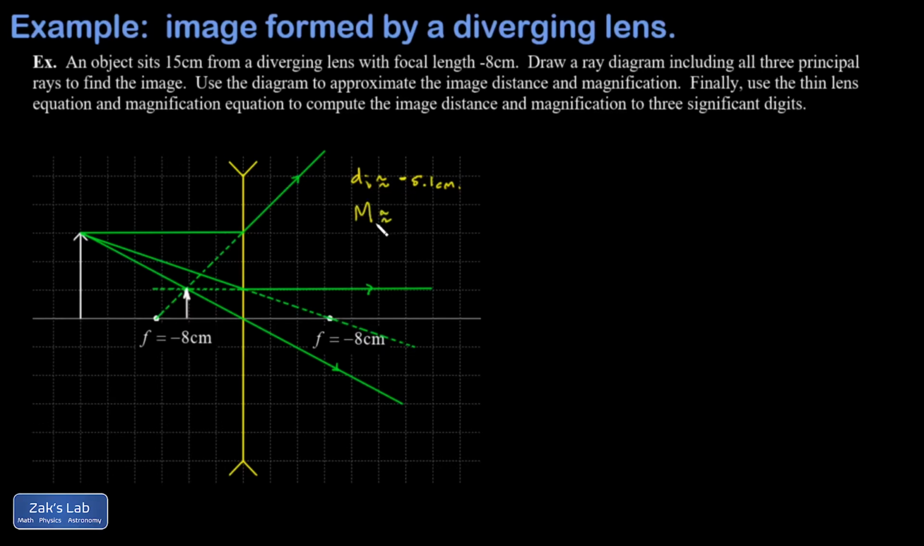To get my approximate magnification, well, my image is about 1 unit tall, and my original object was 3 units tall, so that's a magnification of about 1/3, and that's positive because my image is upright.